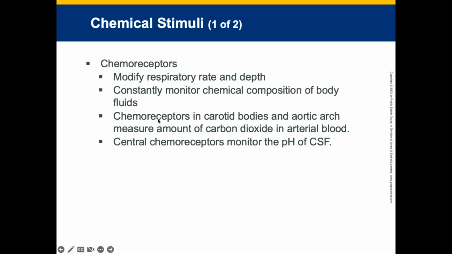Then we have chemical stimuli along with this as well. So the chemoreceptors modify rate and depth of the respiratory drive. They constantly monitor the chemical composition of body fluids. The central chemoreceptors monitor pH of the CSF and are located adjacent to the respiratory center in the medulla. An increase in the acidity of CSF triggers the central chemoreceptors to increase the rate and depth of respiration, right?